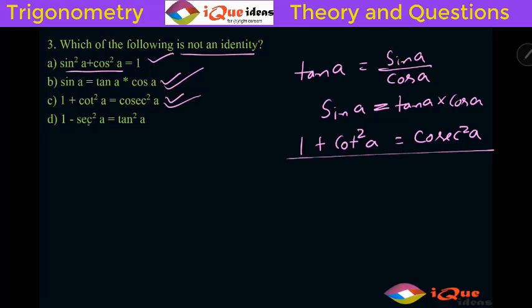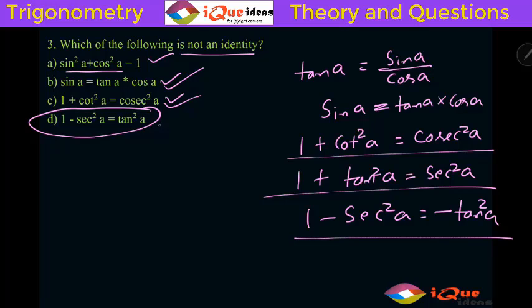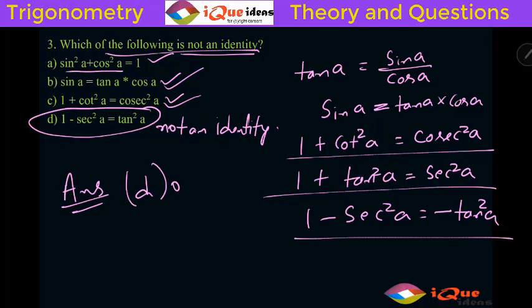Now the last one, 1 minus sec square A equal to tan square A. Right. This is wrong because we have 1 plus tan square A equal to sec square A. This is the real formula. So from here 1 minus sec square A should have been equal to minus tan square A. Right. Here in the fourth option it says 1 minus sec square A is tan square A. So this is wrong. This is not an identity. Right. So what is the question saying? Which of the following is not an identity? So the answer is D option. Be careful what the question is asking.